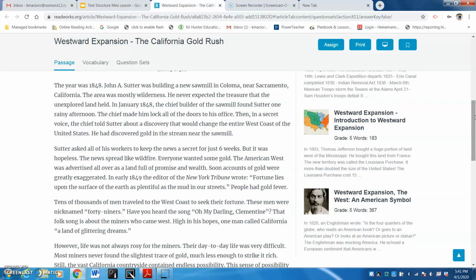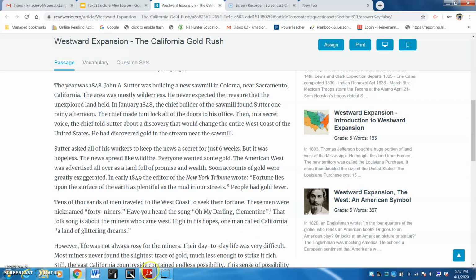The year was 1848. John A. Sutter was building a new sawmill in Coloma, near Sacramento, California. The area was mostly wilderness. He never expected the treasure that the unexplored land held. In January 1848, the chief builder of the sawmill found Sutter one rainy afternoon. The chief made him lock all of the doors to his office. Then, in a secret voice, the chief told Sutter about a discovery that would change the entire west coast of the United States. He had discovered gold in the stream near the sawmill.